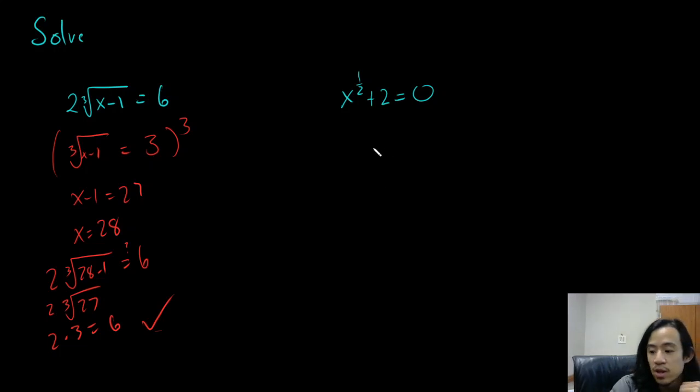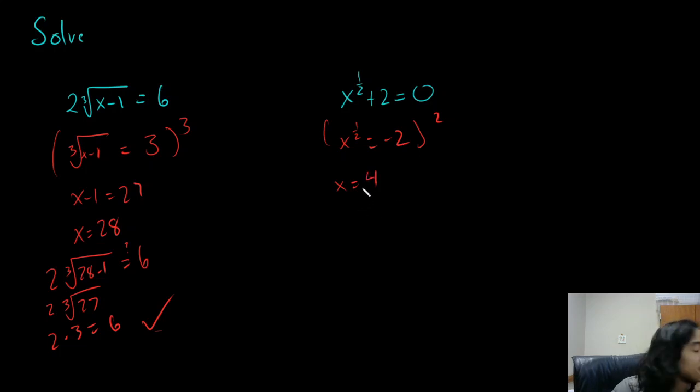So let's take a look at this one here. Let's just try doing the same thing. So I'm going to subtract 2 on both sides. I get negative 2. And now I need to get rid of this 1/2 here, so I'm going to square both sides. So I get x is equal to 4.